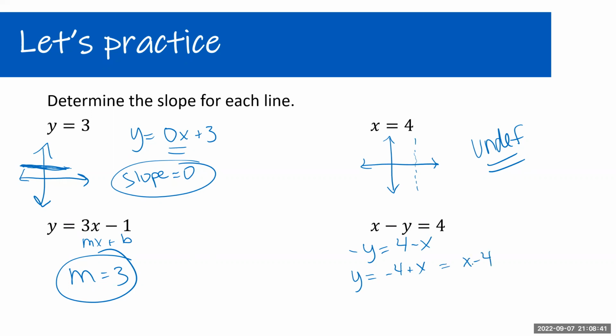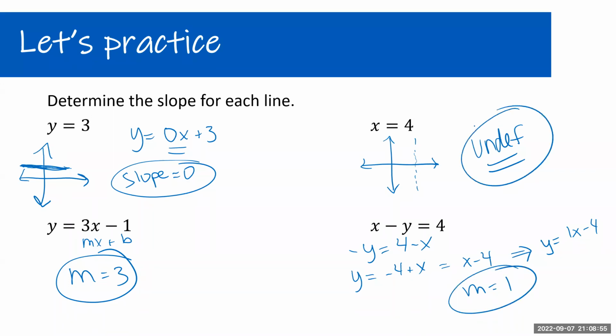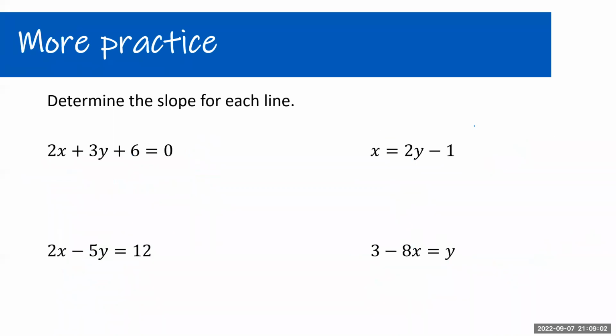This is in slope-intercept form. Remember that x minus 4 is going to be the same as y equals 1x minus 4. So here, our slope is just going to be 1. Make sure that you can solve these. These are also on your test. This is a great place to pause and make sure that you get a little bit of practice. But we can walk through them.